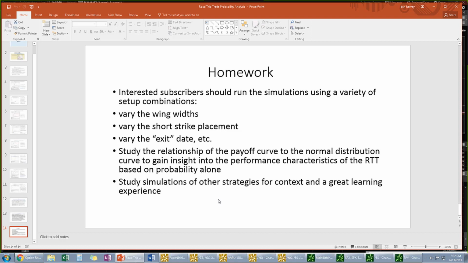Well, that's great, Dan. There's already a request for the slides, and then Edward asked, are there other option strategies that work on the Monte Carlo simulator besides the road trip? They will all work.